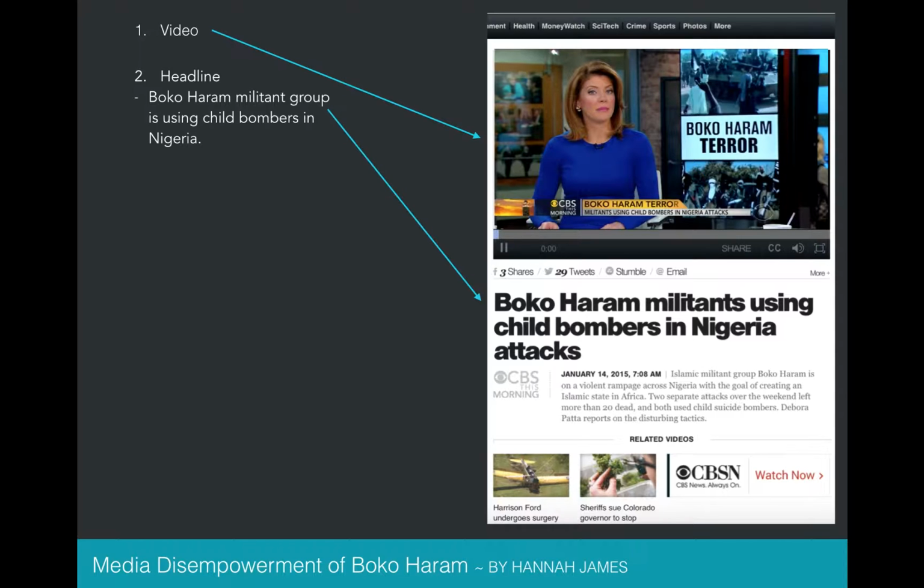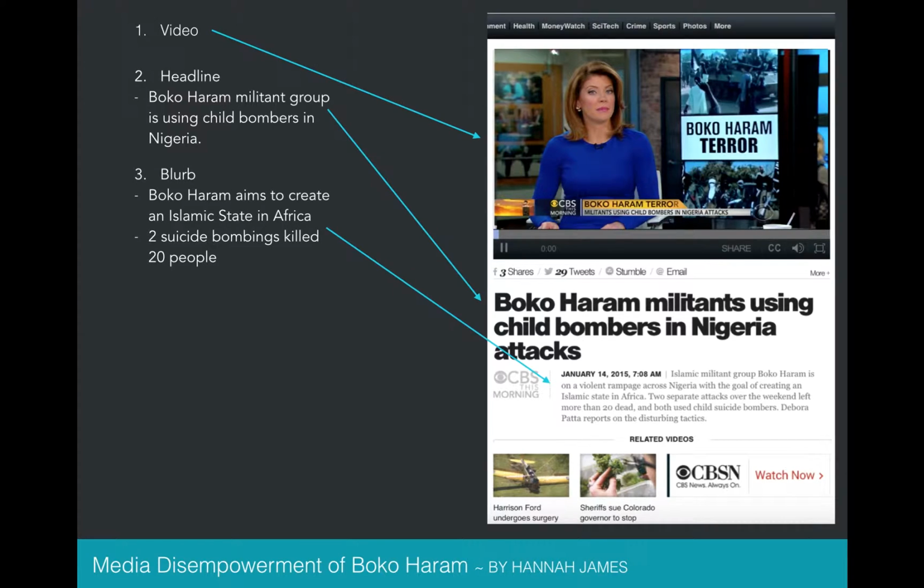After reading the headline, I scanned through the information in the blurb. By doing this, I learnt that Boko Haram was trying to make an Islamic state in Africa and that they used 2 suicide bombings to kill 20 people over the weekend. Having already been positioned to view Boko Haram as a violent, murderous group, I watched the video.